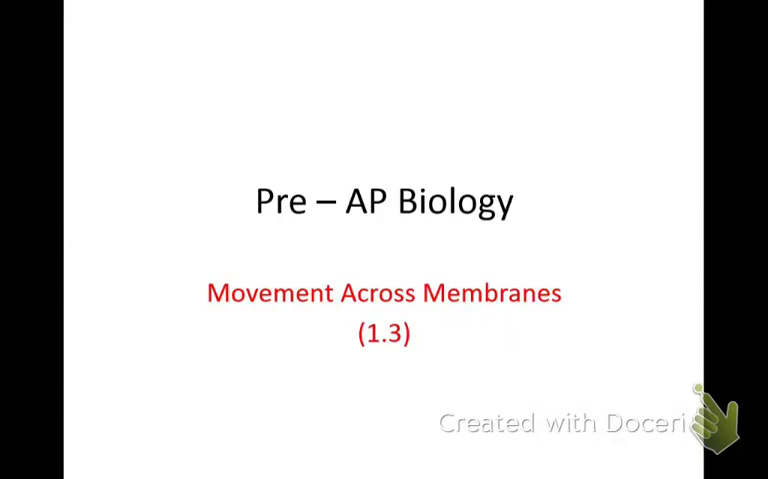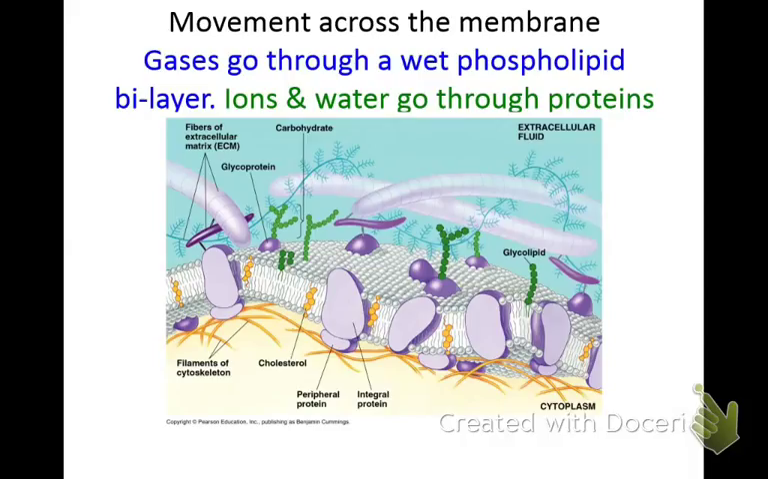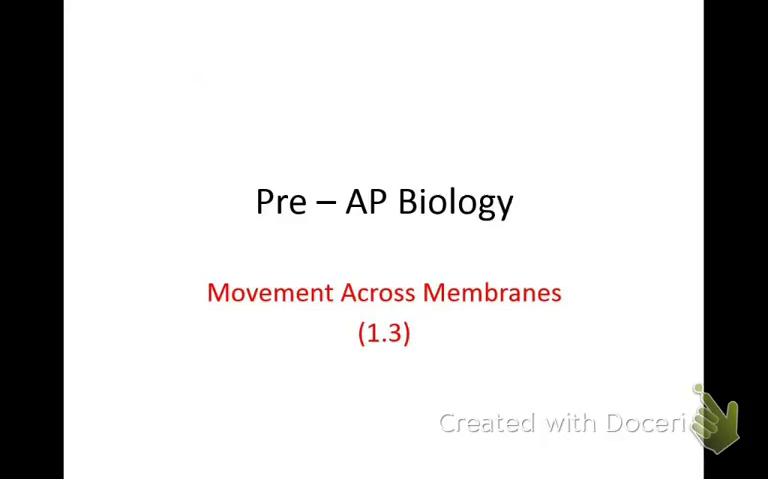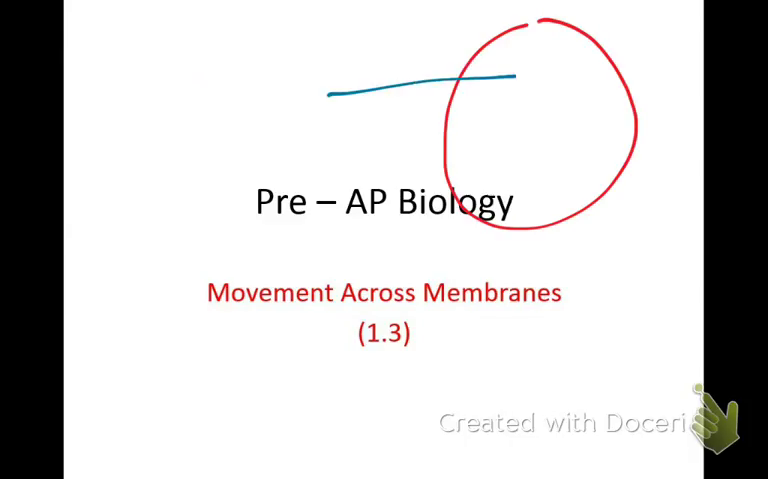Okay, this is all about how particles move in and out of the cell membrane. So if you look at your cell here, we said that your cell membrane is semi-permeable, right? So I said it's choosy. Some things can go in, some things can't. So that's what these notes are all about. What can go in and what can't. So just at the top of your notes, go ahead and write this in for me.